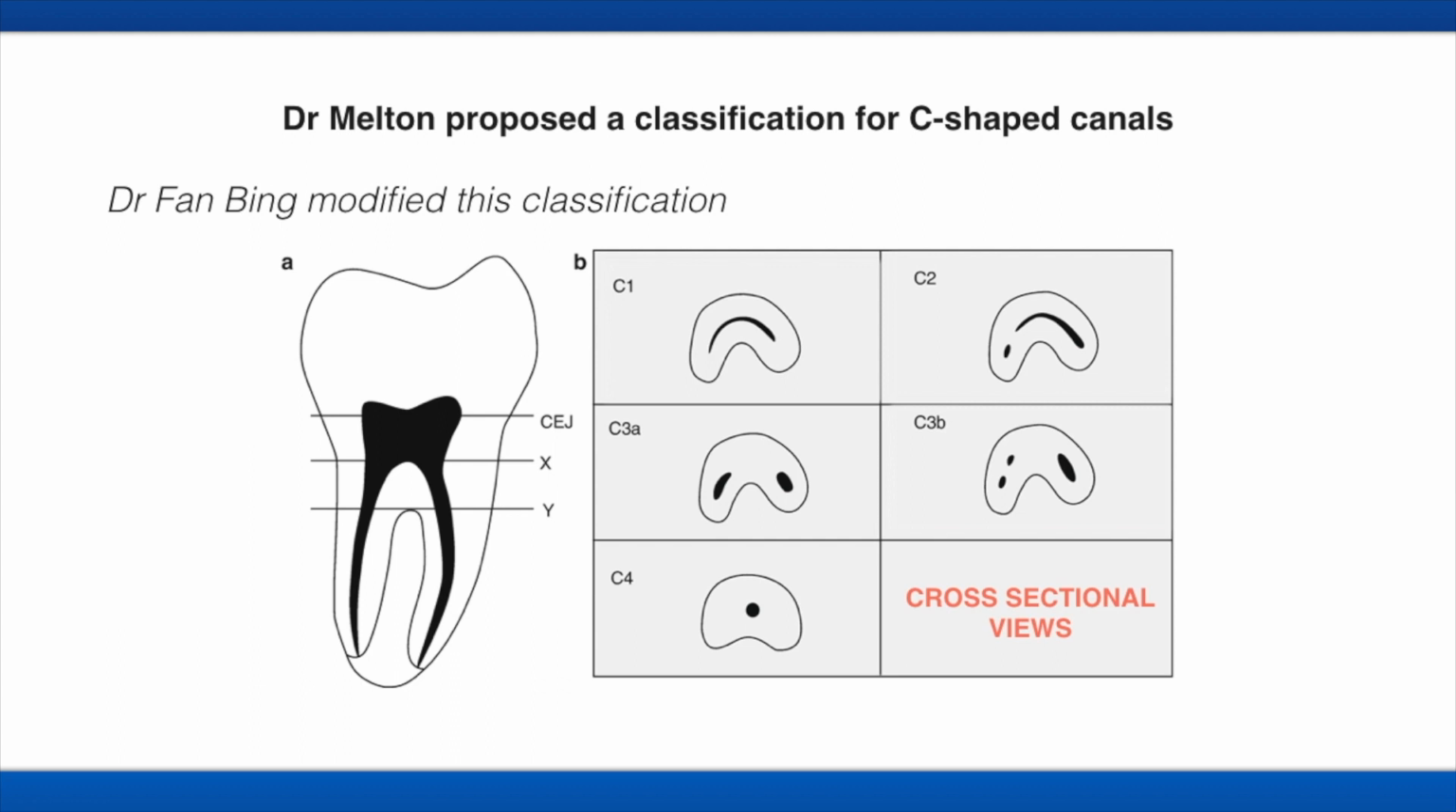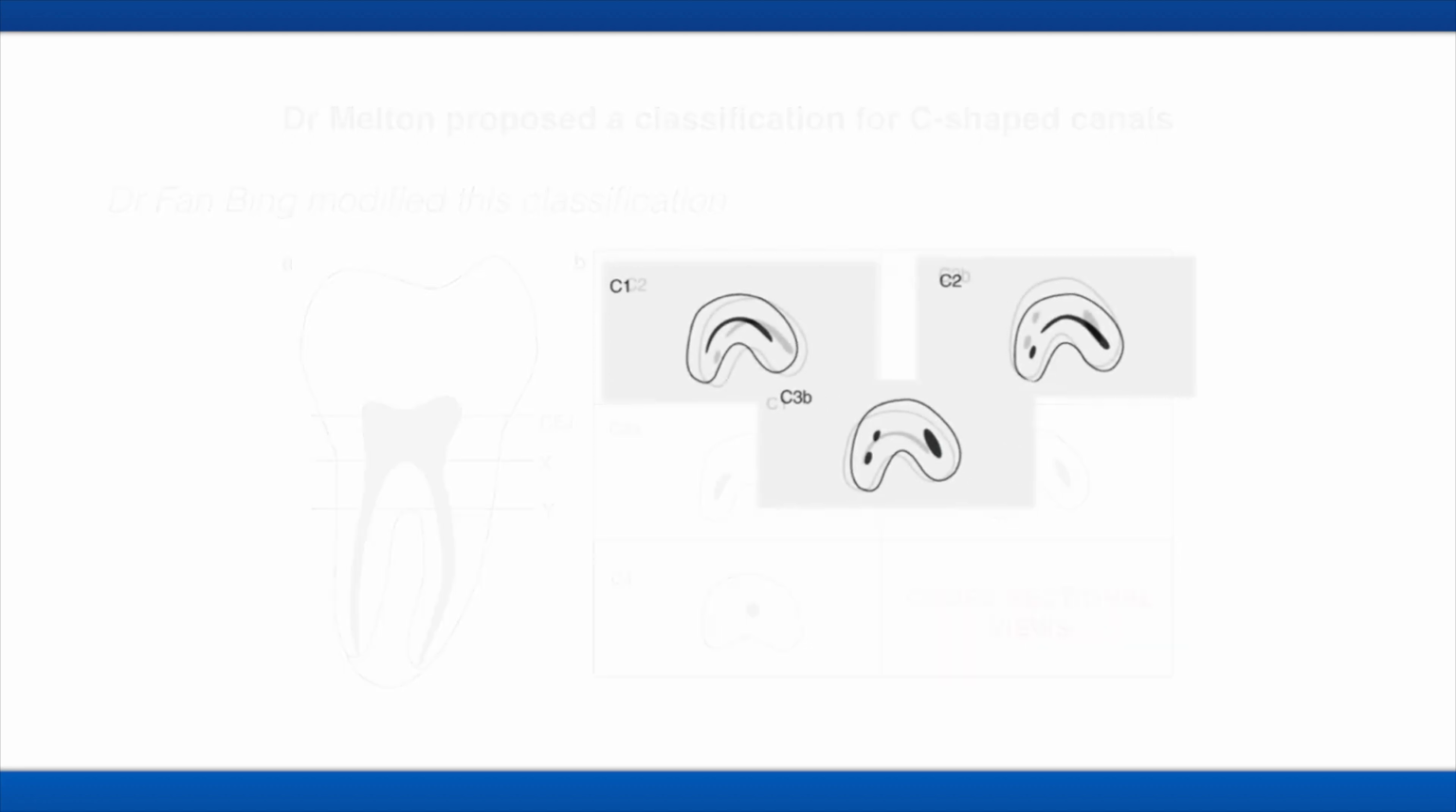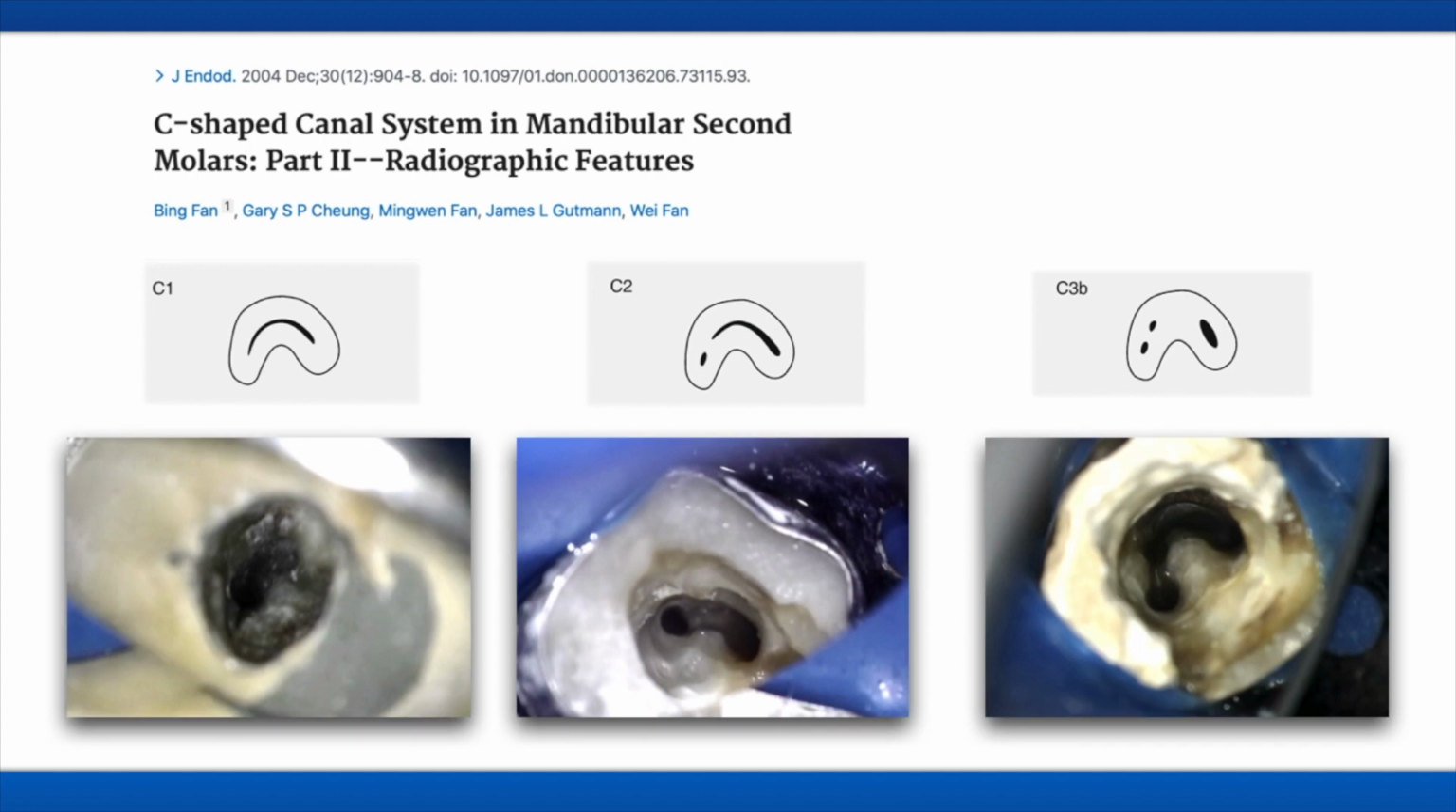Next, coming to classification, Dr. Melton proposed a classification for C-shaped canals, which was later modified by Dr. Fan Bing. As you can see, this is the cross-sectional view you have from C1 to C4. So individual canals, multiple canals, they're all connected. Sometimes they are not connected. This is how C-shaped canals look at the orifice level. Next, looking at the tooth, this is how they appear clinically on access opening. You can see C1, C2, C3 here.